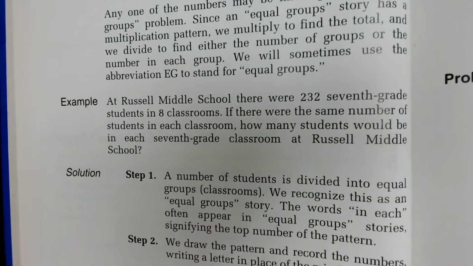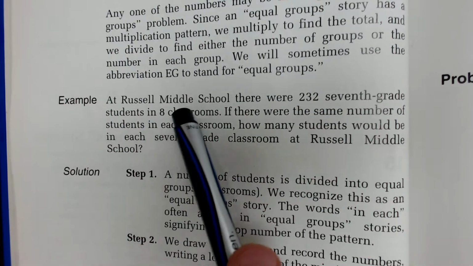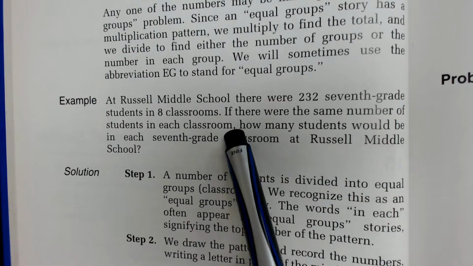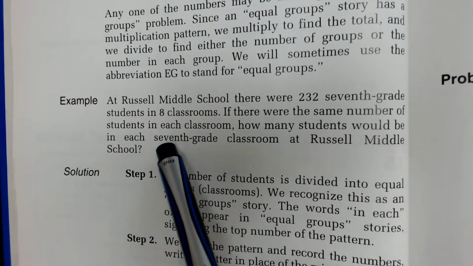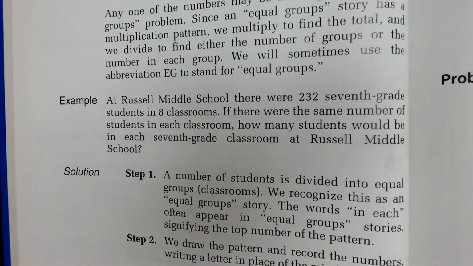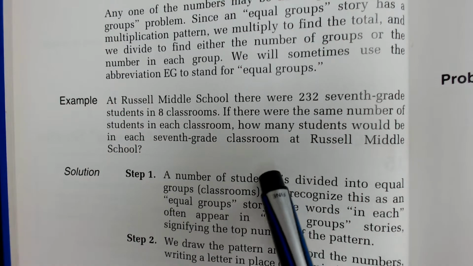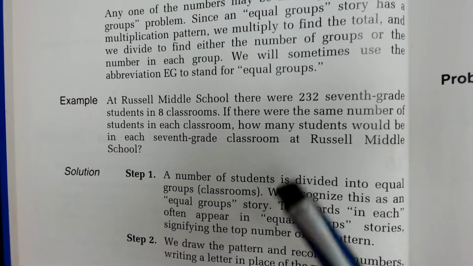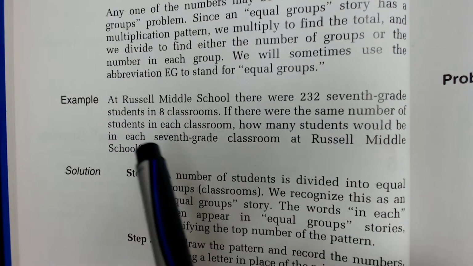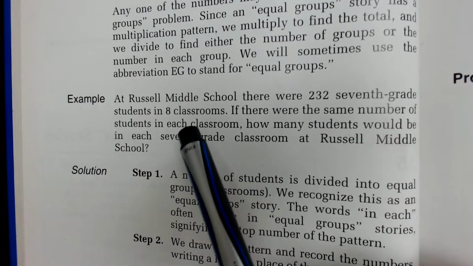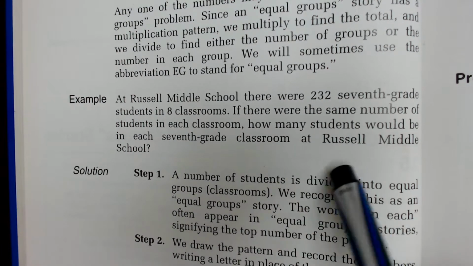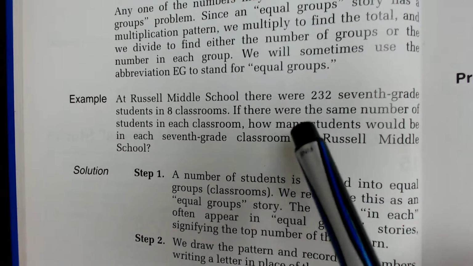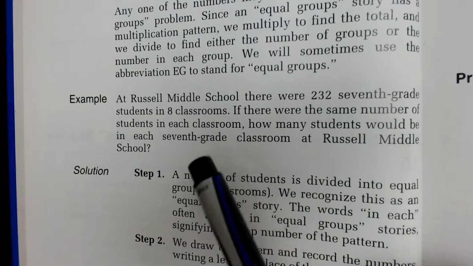They say at Russell Middle School there were 232 7th grade students in 8 classrooms. If there were the same number of students in each classroom, how many students would be in each 7th grade classroom at Russell Middle School? So in this case, we know our total number of students. We know how many classrooms there are. We want to know how many students would be in each classroom if we did it evenly. So we're going to be using division here.